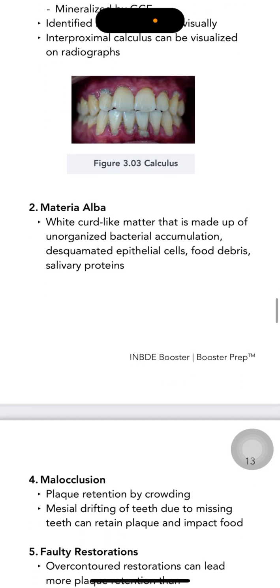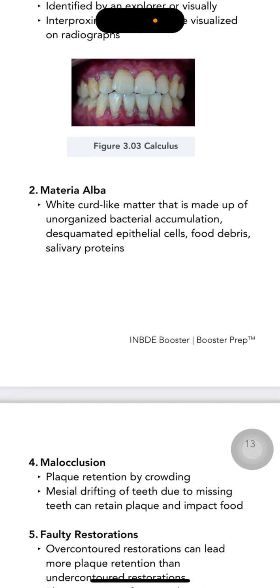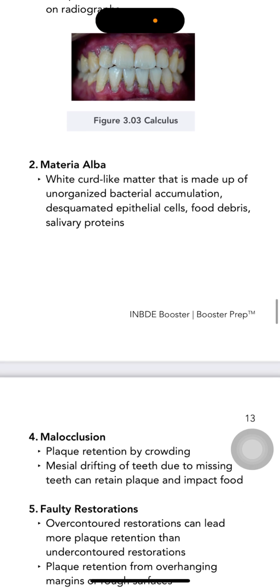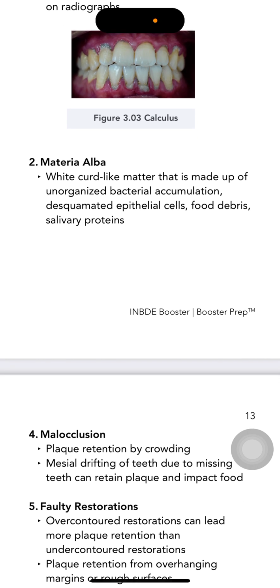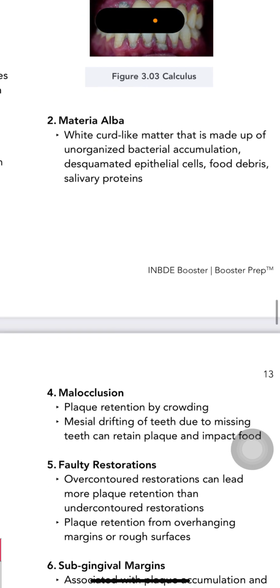Materia alba is a white, curd-like matter made up of unorganized bacterial accumulation, desquamated epithelial cells, food debris, and salivary proteins.